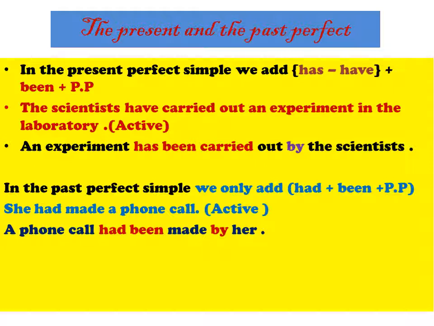The same way in the past perfect. Also, we're going to add had with he and she and it, we and they and you and I, we add had because it's a past perfect. Had plus been plus PP. She had made a phone call. This is an active sentence. I want to change it to the passive one. A phone call had been made by her.